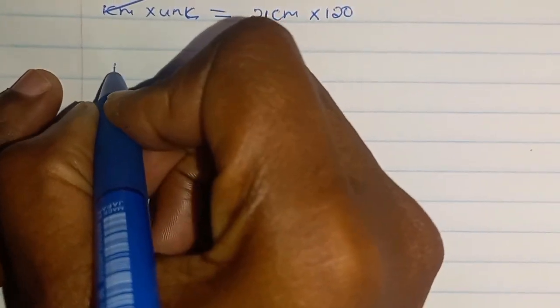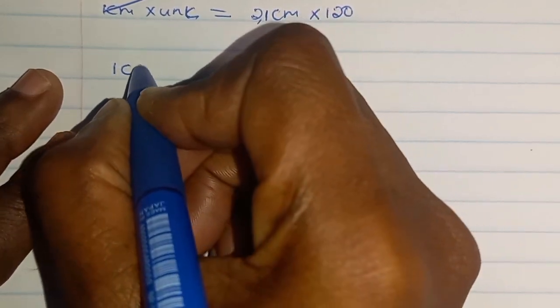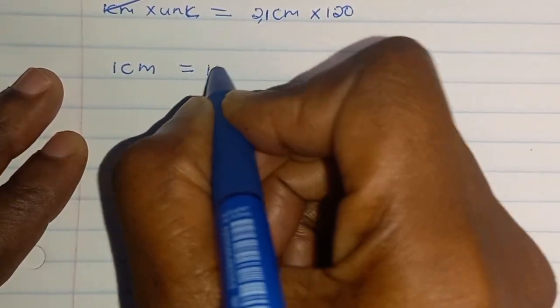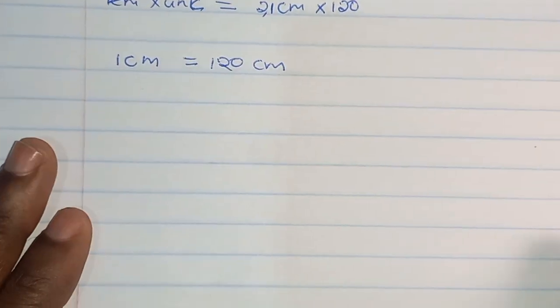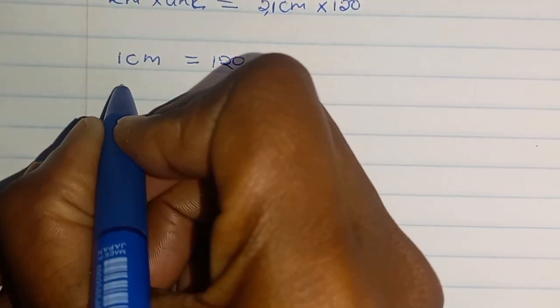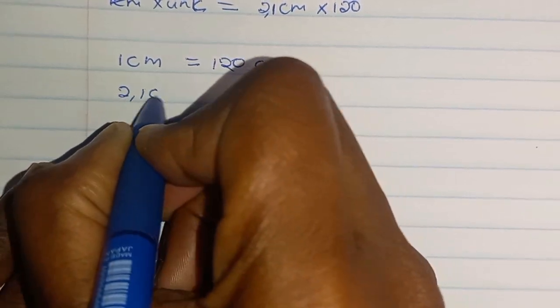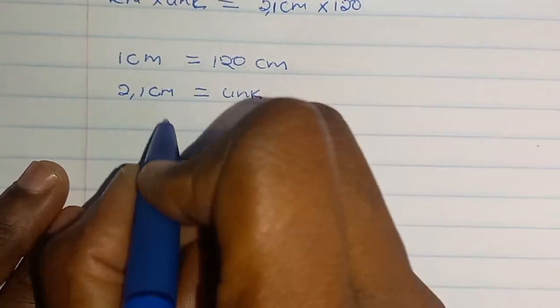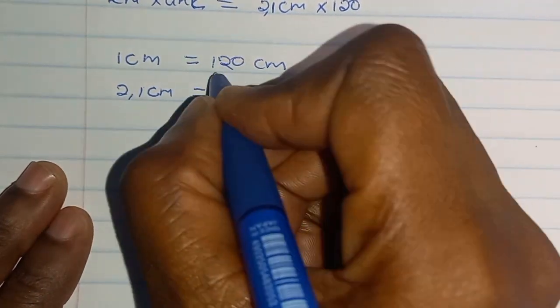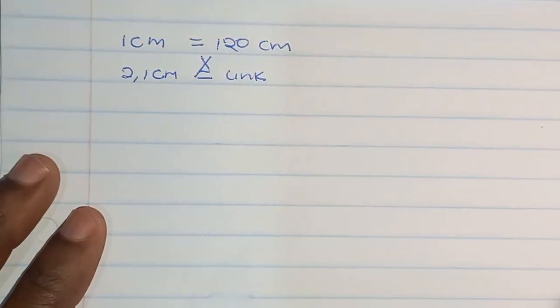Okay, 1 centimeter on the map is equal to 120 centimeters in real life. Okay, so 2.1 centimeters is equal to unknown. And then we cross multiply. Yes, now my mind is in the right place.